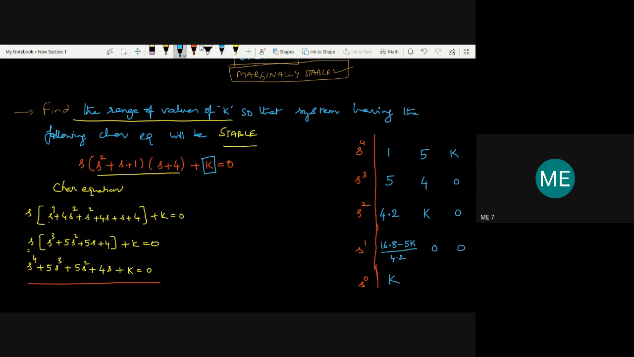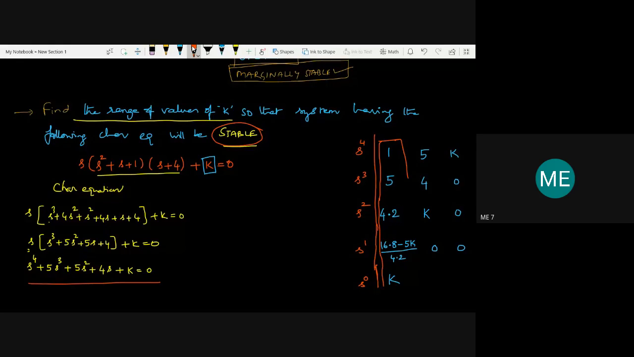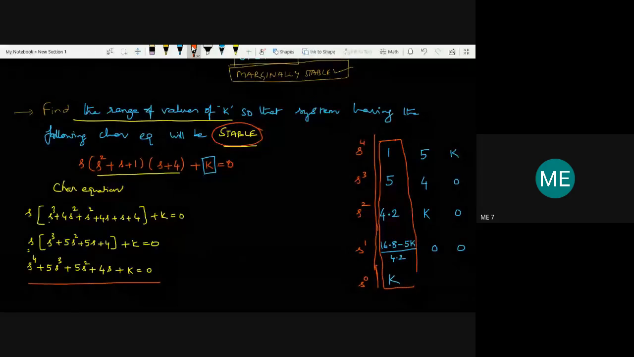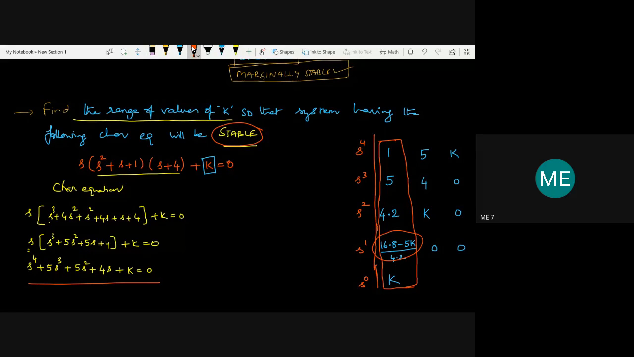So I got k. Here he is asking for stability. When I want to have a stable system, the necessary and sufficient condition is that all should be of the same sign. So what is the sign which you have? Of course, k should be greater than 0. Here there are two things you can find out. This is 1 and this is 1, then 5, 4, and the entries in terms of k, and this last one is also k only.